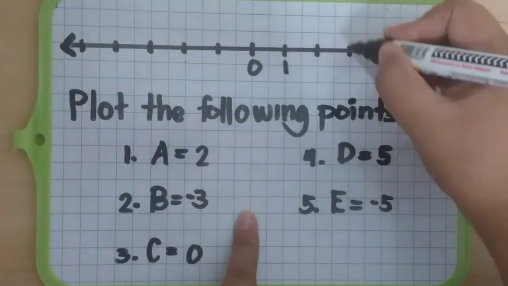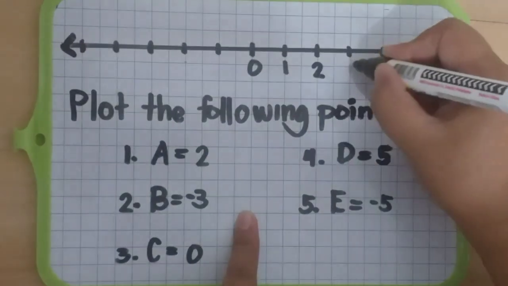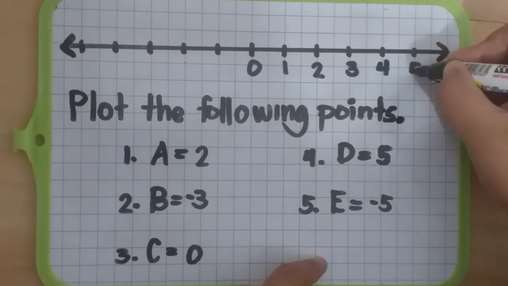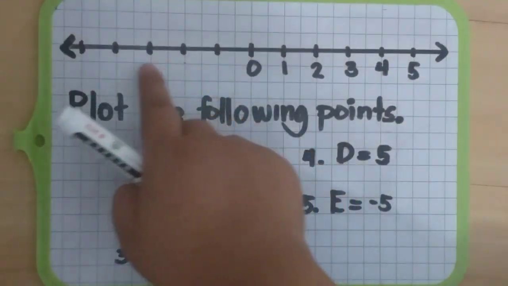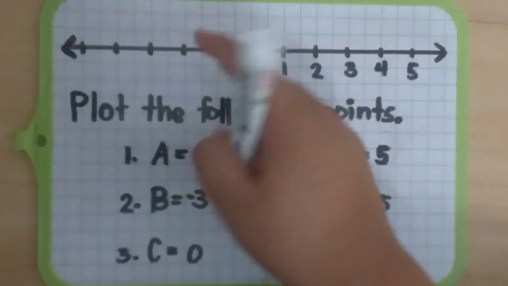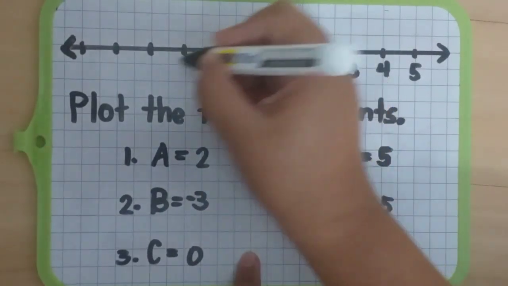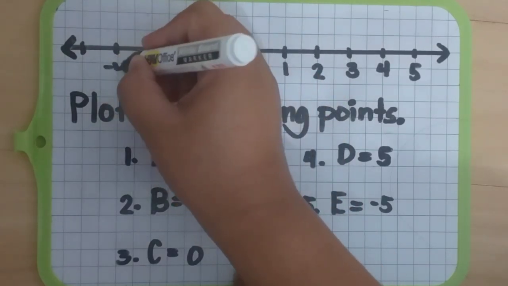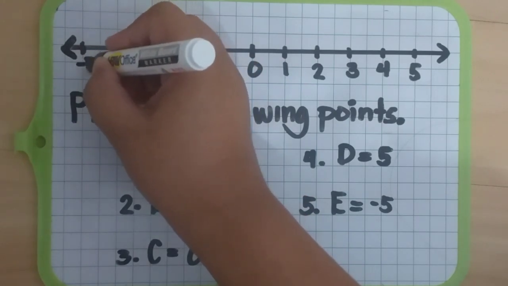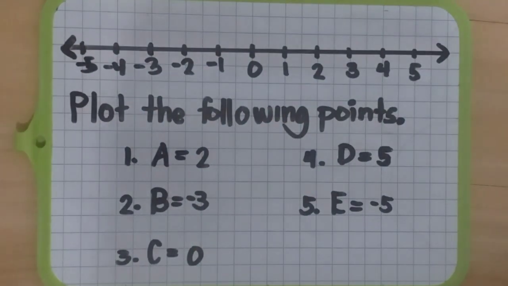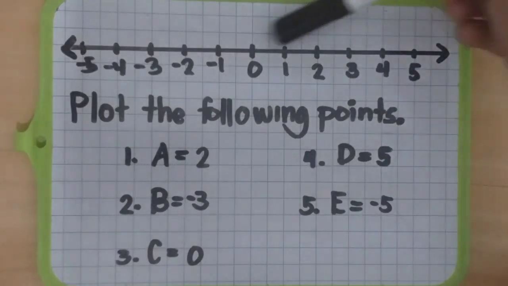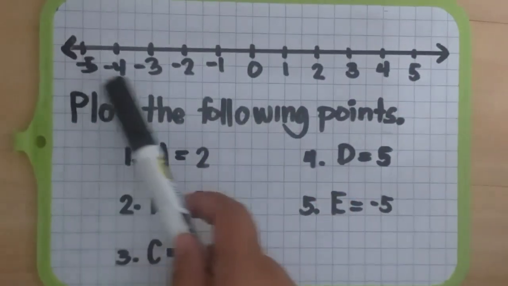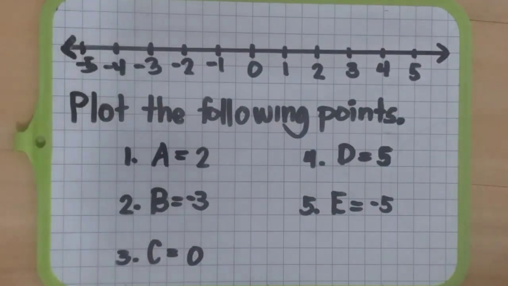So, we have positive 1, positive 2, positive 3, 4, and 5. Sa kaliwa naman ng 0 ay mga negative numbers. So, we have here negative 1, negative 2, negative 3, negative 4, at negative 5. Ulitin ko, ang number na nasa kanan ng 0 ay puro positive numbers at ang numbers sa kaliwa ng 0 ay puro negative numbers.